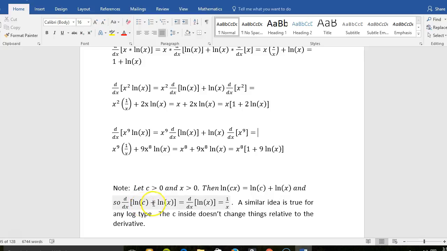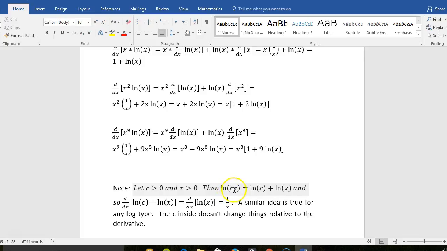Now, you would have to do the derivative of the log 3, and you would wind up with something a little bit different, but we'll talk about that maybe later. But notice the C didn't matter. You'll get something different, but it's not on account of the C. So for any log, if the C is inside like this, it's superfluous.